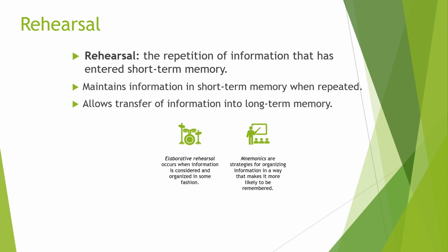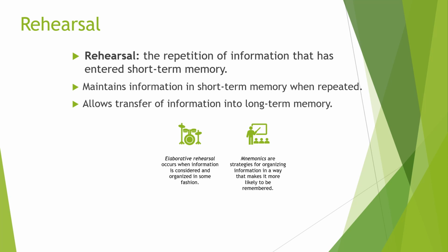The second type of rehearsal is what we call mnemonics. Mnemonics are strategies for organizing information in a way that makes it more likely to be remembered. So you may be able to remember the colors of the rainbow by Roy G. Biv, right? Roy G. Biv is a mnemonic. Red, orange, yellow, green, blue, indigo, violet, right?